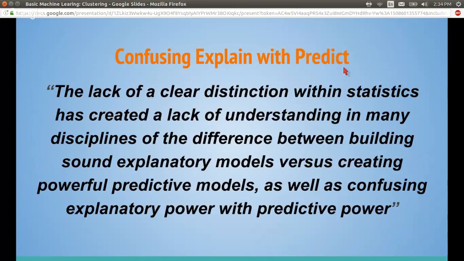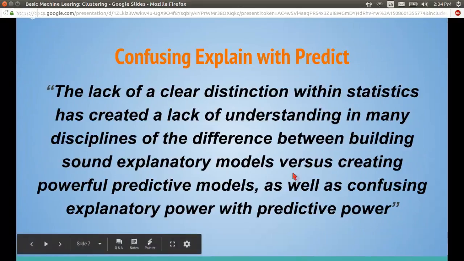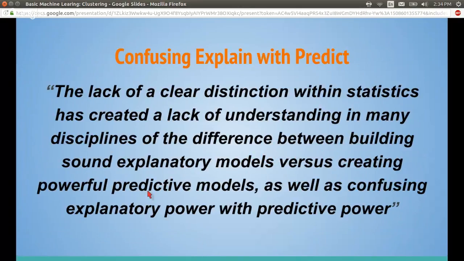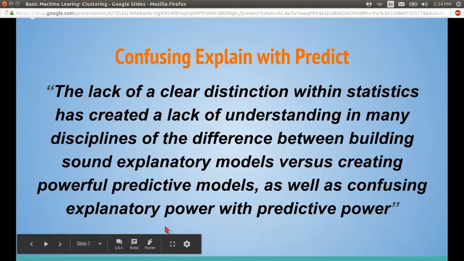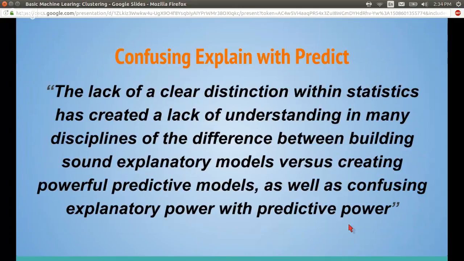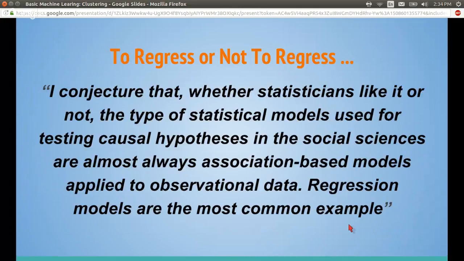So just going through a few more slides here, the lack of a clear distinction within statistics has created this lack of understanding in many disciplines. And he's just talking about the difference here between building a sound explanatory model versus creating a predictive model, and confusing explanatory power with predictive power. And again, that's like saying your regression line will predict the future, and it won't necessarily. Or moving averages is another, like time series. If you've ever worked with time series, they're trying to predict something.